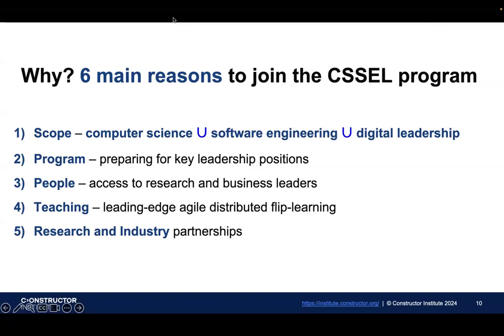The teaching, we have various ways of teaching. One of them is agile distributed flipped learning, where you are supposed to watch some video or read some document, and then you discuss it in the classroom. That's quite interesting and novel for many people. And also the research and industry partnerships that we have, where we have internship agreements with the various partners.